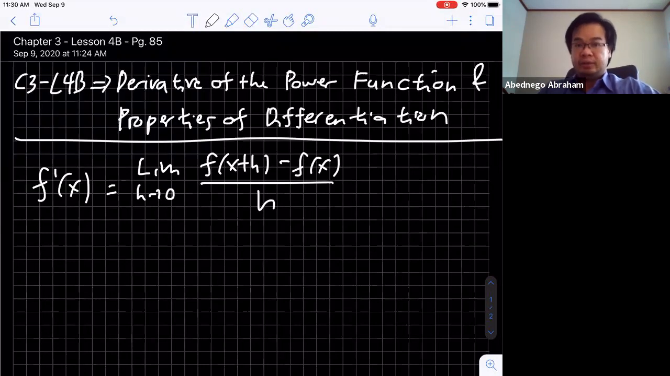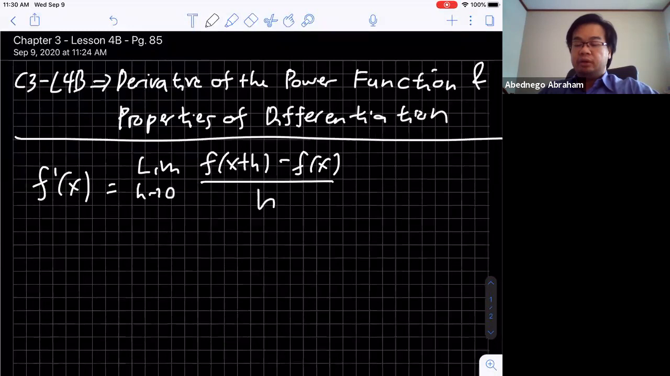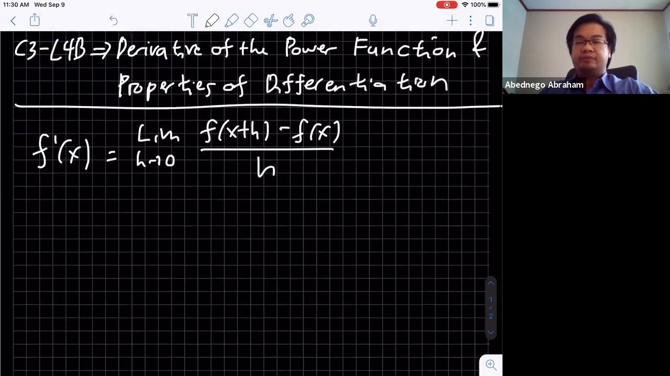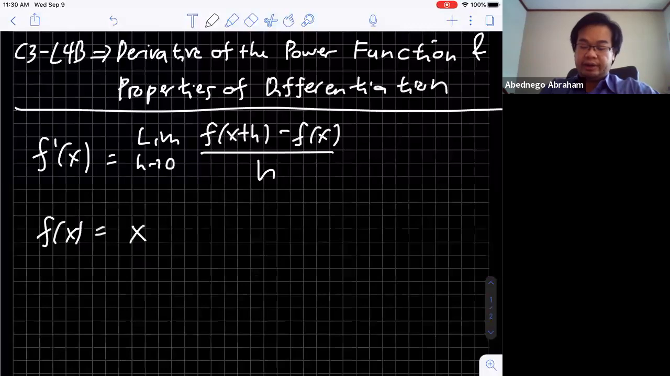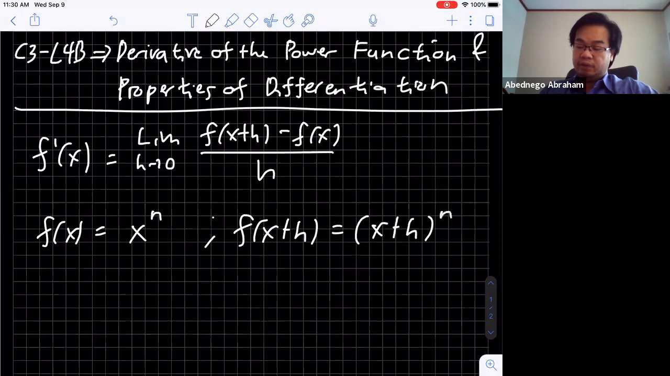Now we are going to find a formula for the derivative of a power function, which is if f of x is equal to x power of n. Then we can say that f of x plus h is equal to (x plus h) power of n, right? This is a composite function, which you have learned in 11th grade.